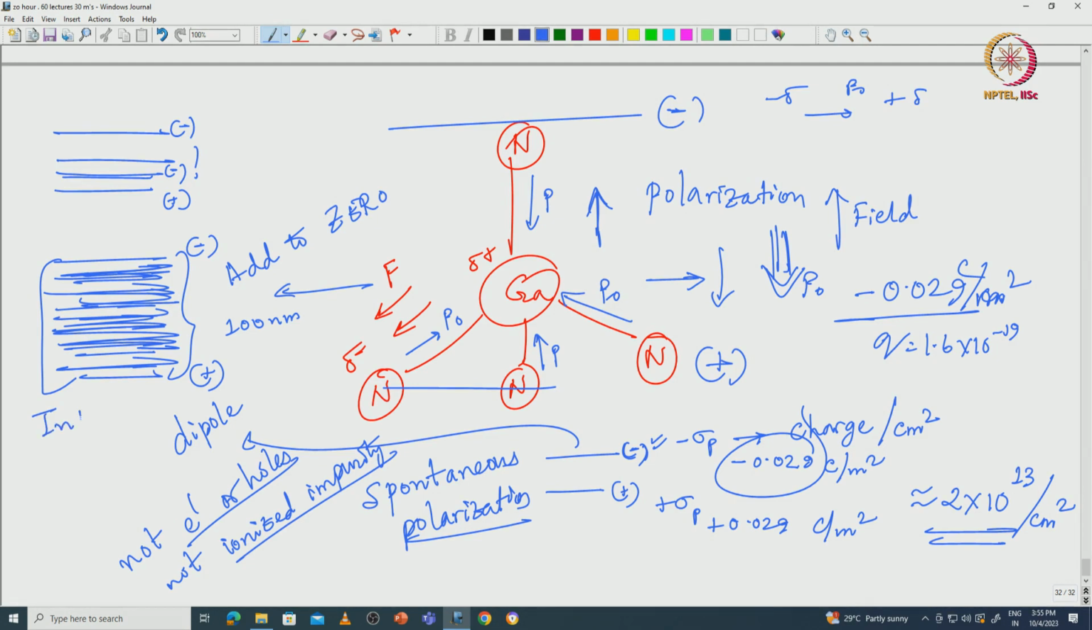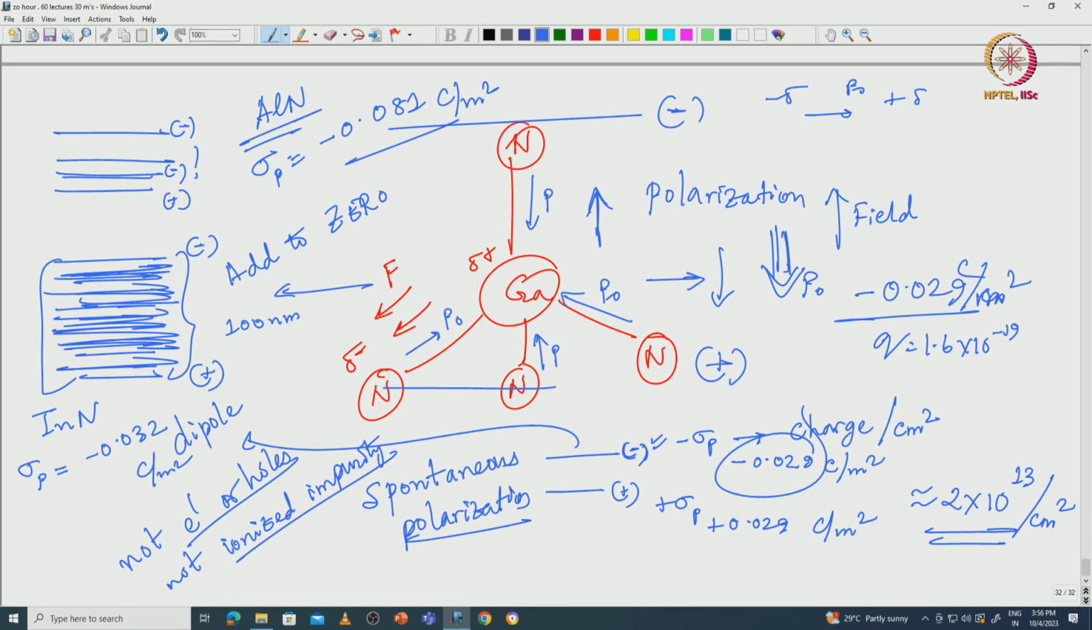Similarly, for indium nitride the spontaneous polarization is not much different, it is minus 0.032 coulomb per meter square. Aluminum nitride has a very high spontaneous polarization, minus 0.081 coulomb per meter square. That is very large, almost 3 times larger than the spontaneous polarization value of gallium nitride.